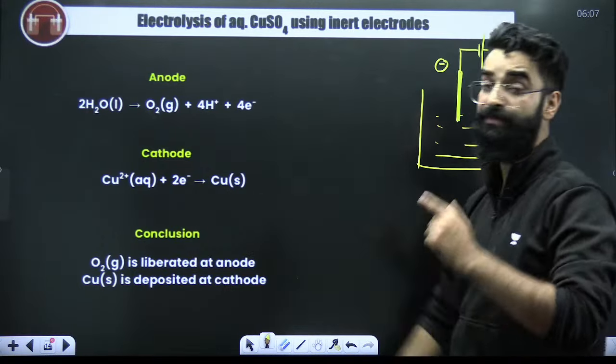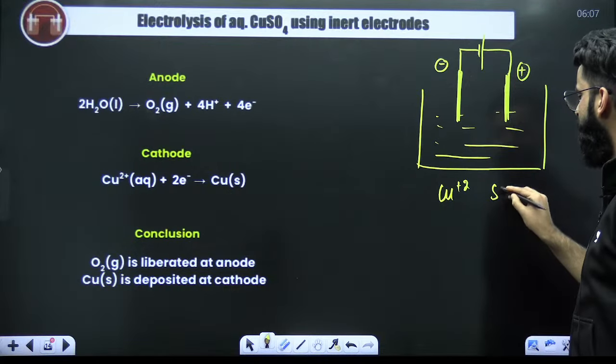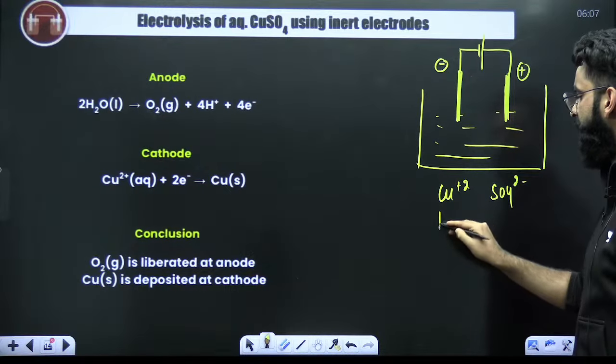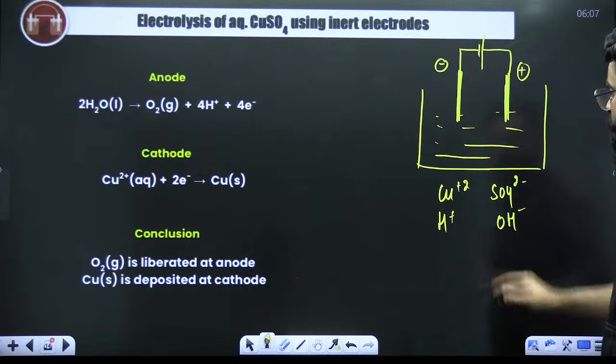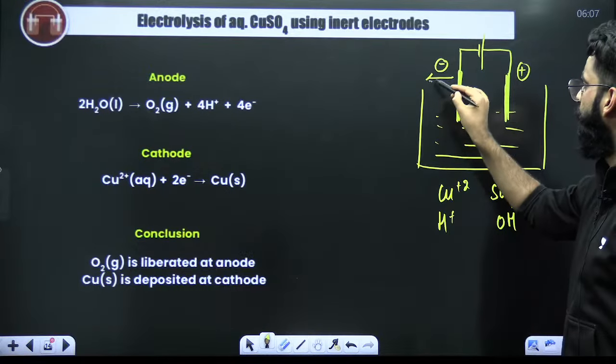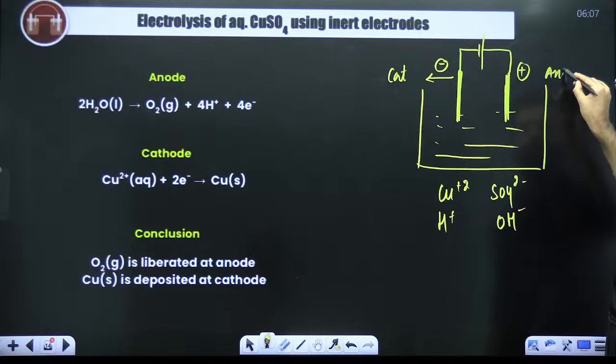You are doing the electrolysis of aqueous CuSO4. So there are Cu2+ ions, there are SO4 2- ions, there are H+ ions, and there are OH negative ions. Correct? So this particular one is your cathode, and this is your anode, right?